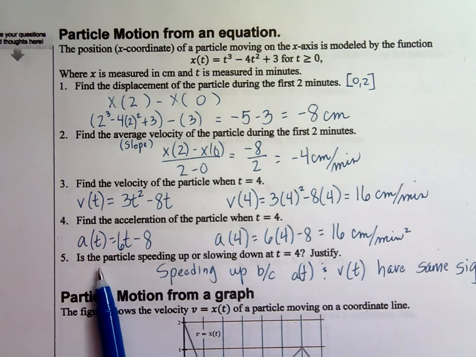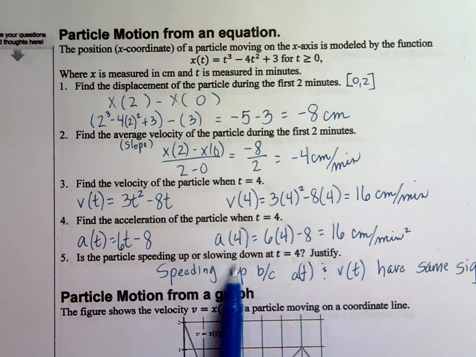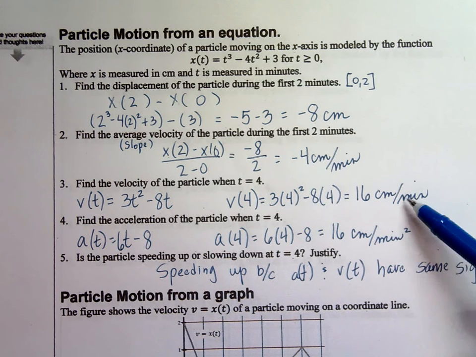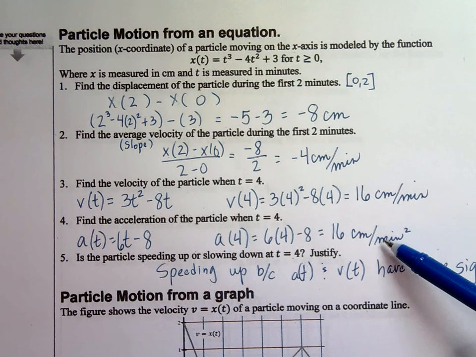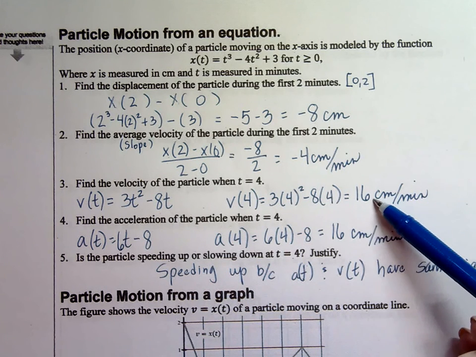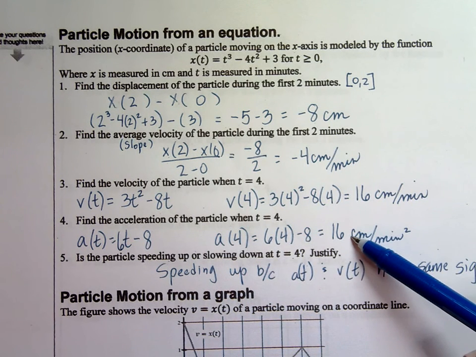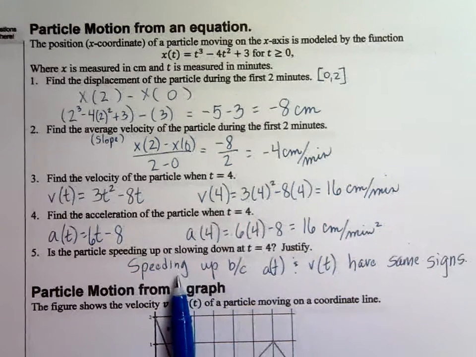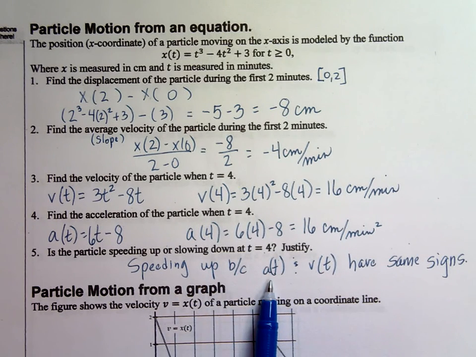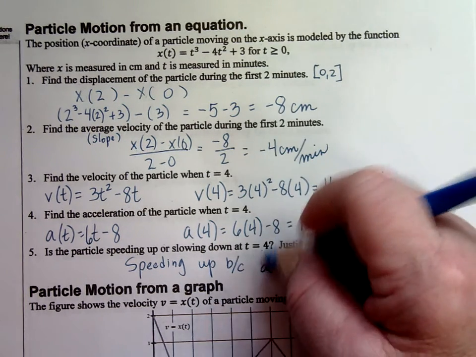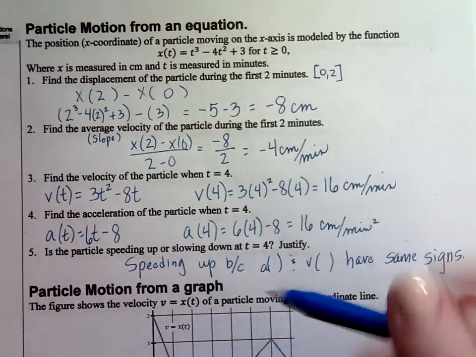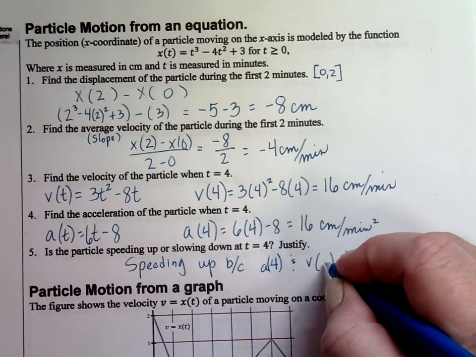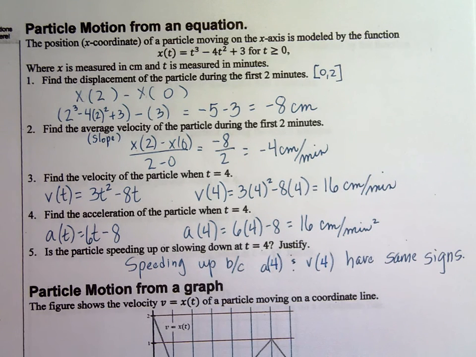And then the last piece that we were able to get to is: is the particle speeding up or slowing down at t equals 4? Well, I have to compare the velocity with the acceleration and see if they have the same signs or different signs. This is a positive 16. This is a positive 16. They've got the same signs. And so therefore it's speeding up, because they asked you to justify it. A of t, I guess I should say A of 4. Right? They were very specific. What's it doing at 4? A of 4 and V of 4 have the same signs. And that was where we stopped in class.